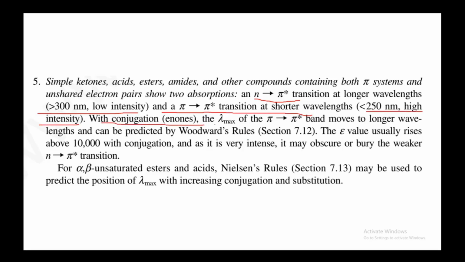With conjugated enones, the lambda max of the pi to pi star band moves to a longer wavelength and can be predicted by Woodward's rules. The epsilon max value usually rises above 10,000 with conjugation, and as it is very intense, it may obscure or bury the weaker n to pi star transition. For alpha beta unsaturated esters and acids, Nielsen's rules may be used to predict the position of lambda max with increasing conjugation and substitution.